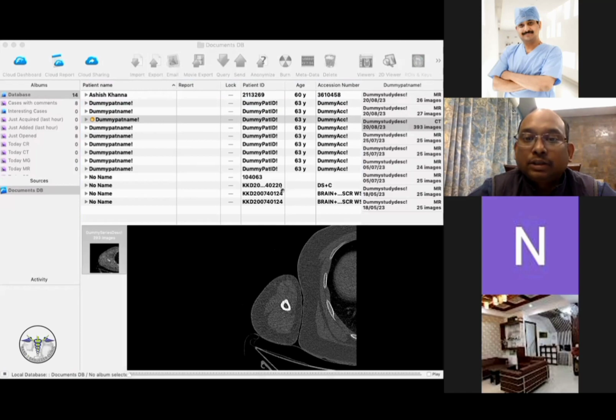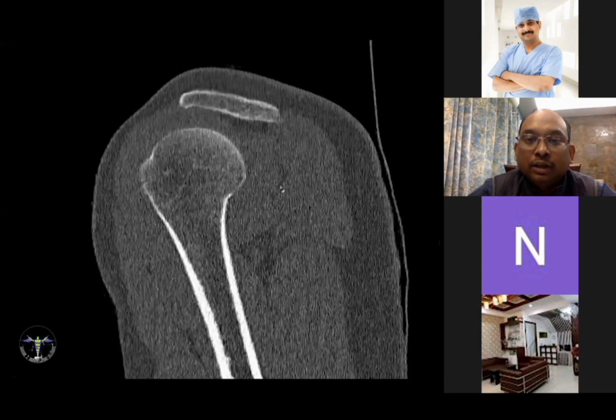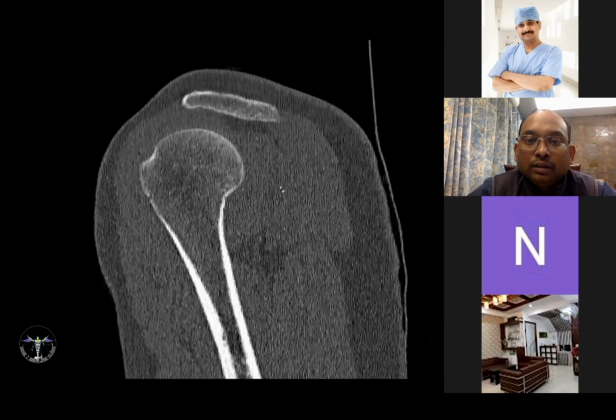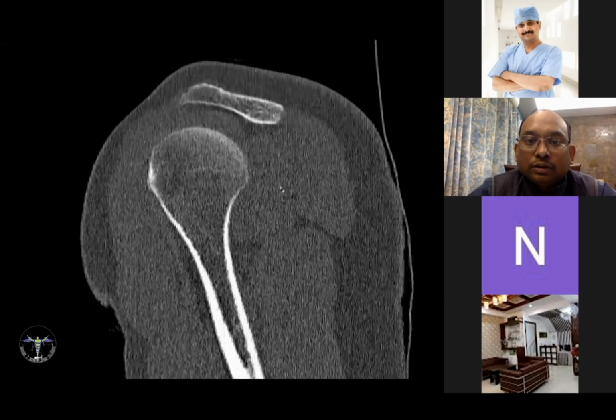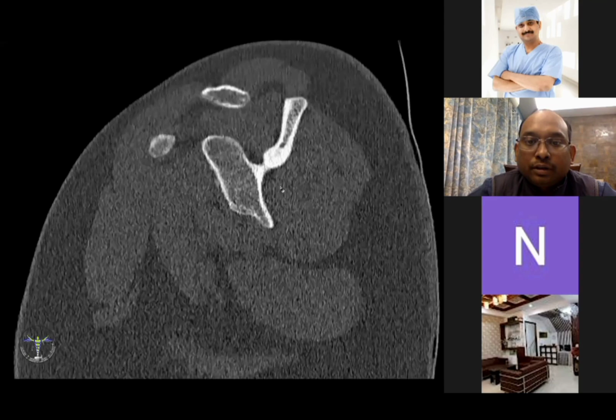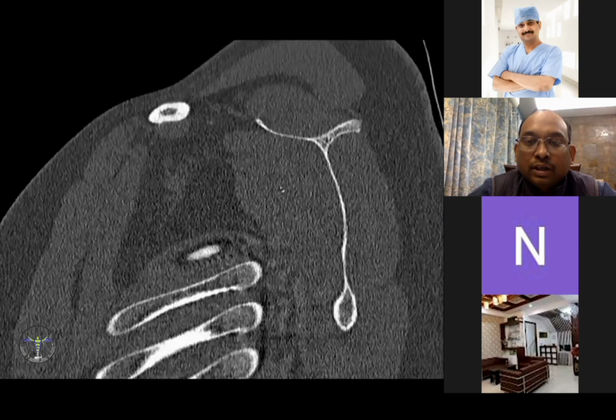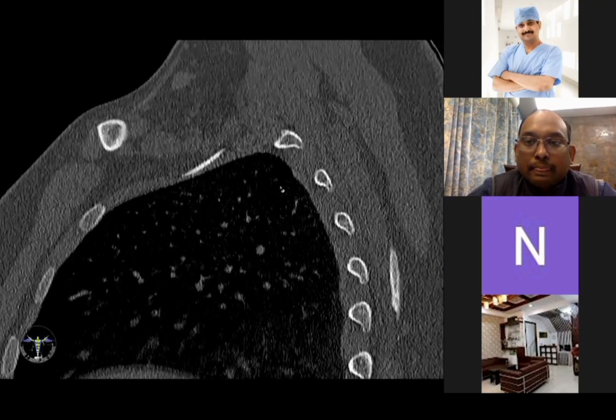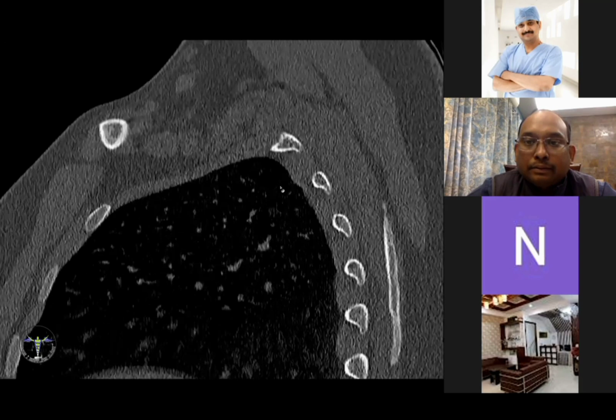I am reconstructing the axial into a sagittal one. So this is how we reconstruct it. Sorry, it is moving a little slow.